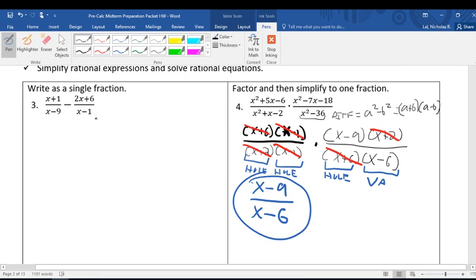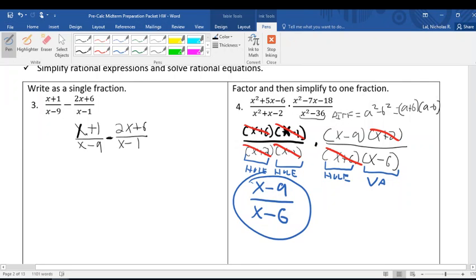Pre-calc midterm packet problem number 3. We have (x plus 1)/(x minus 9) minus (2x plus 6)/(x minus 1), and we multiply by the other term that we're subtracting from.